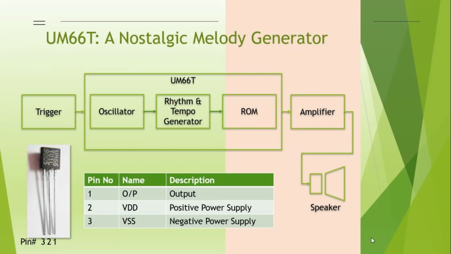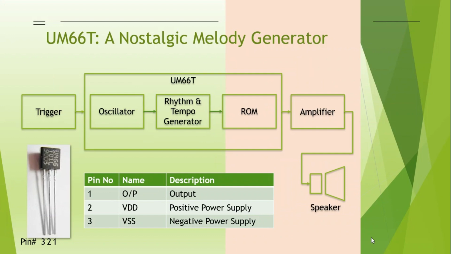When an input trigger activates the power to the IC, the tone generator unit, consisting of an oscillator, a rhythm and tempo generator, and a ROM, activates an external speaker unit to play the tune pre-programmed in the ROM. The oscillator frequency is used as a timing mechanism for the tone and beat generator.